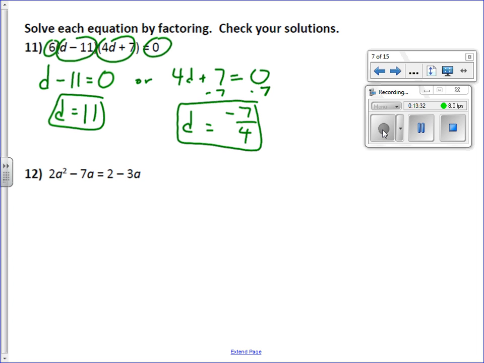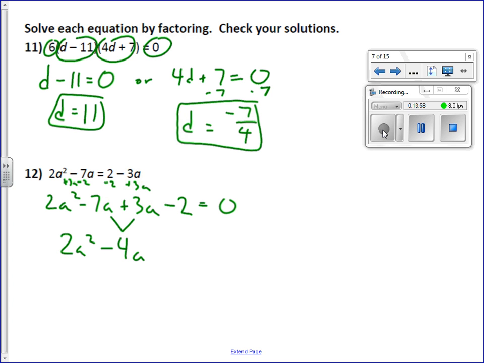On number 12, I need to get everything on one side, so I need to set it equal to 0. So the 2a squared minus 7a, I'm going to make it plus 3a, and minus 2 equals 0. So I just subtracted 2 from both sides and added 3a to both sides. Then I combine my like terms. I get 2a squared minus 4a, and these two, minus 2 equals 0.